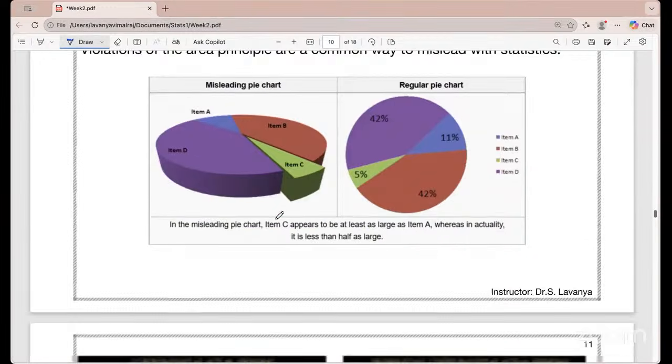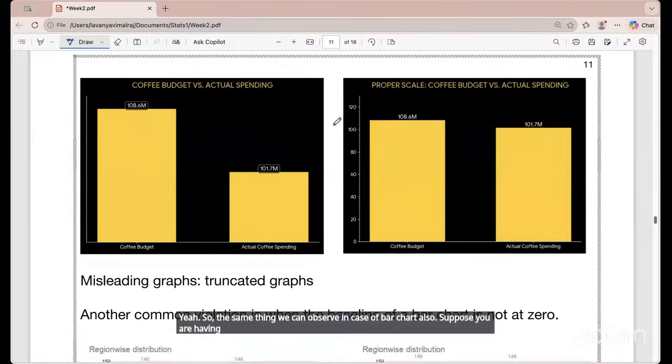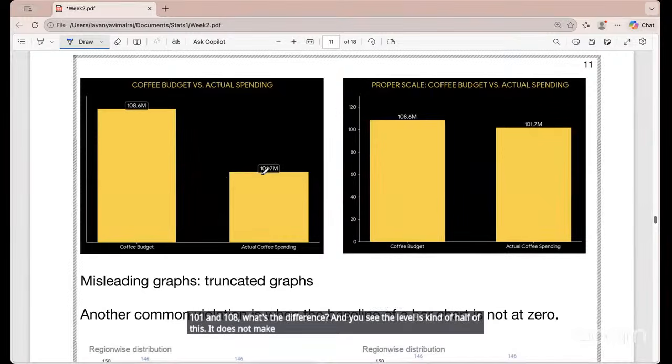The same thing we can observe in the case of a bar chart also. Suppose you have two different bar charts representing the same data. But you see that here, this value is actually representing 108.6 million and this is 101.7 million. And the size is kind of half of this. Does it make any sense? 101 and 108, what's the difference? And you see the level is kind of half of this. It does not make sense, right?